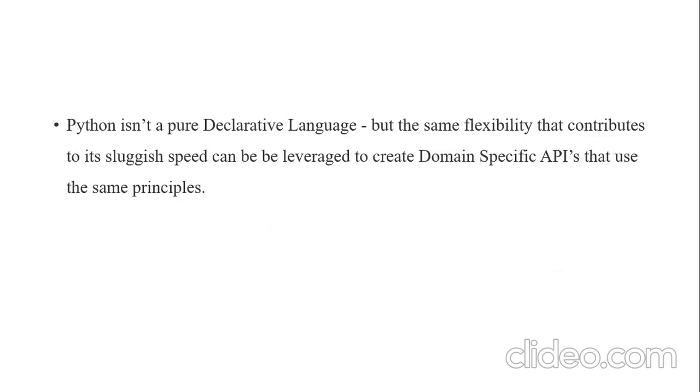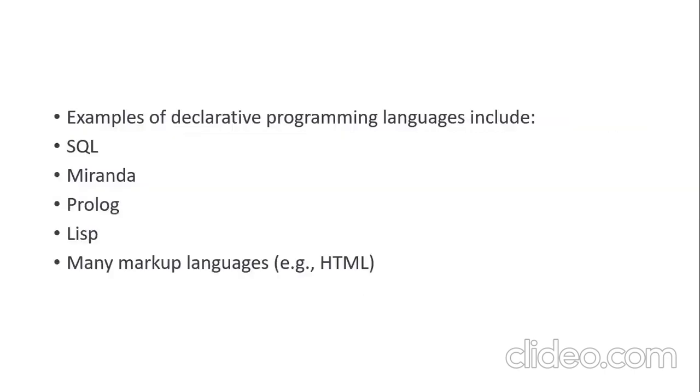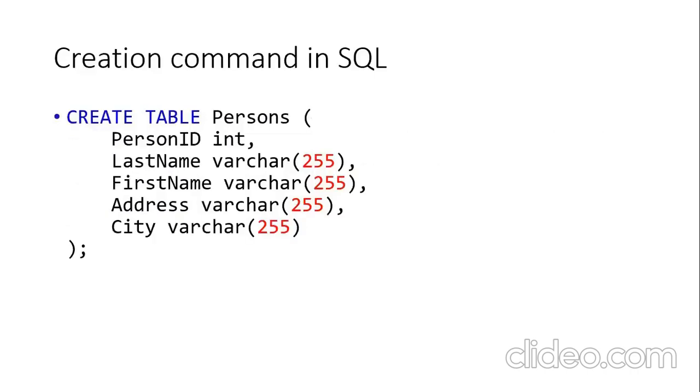Python is not a purely declarative language because Python supports structured, object-oriented and procedure-oriented styles, all of these. Likewise, it also supports declarative languages. The declarative languages are SQL, Miranda, Prolog, Lisp and markup languages, which are some of the declarative programming languages. So I'm going to execute the example with SQL.